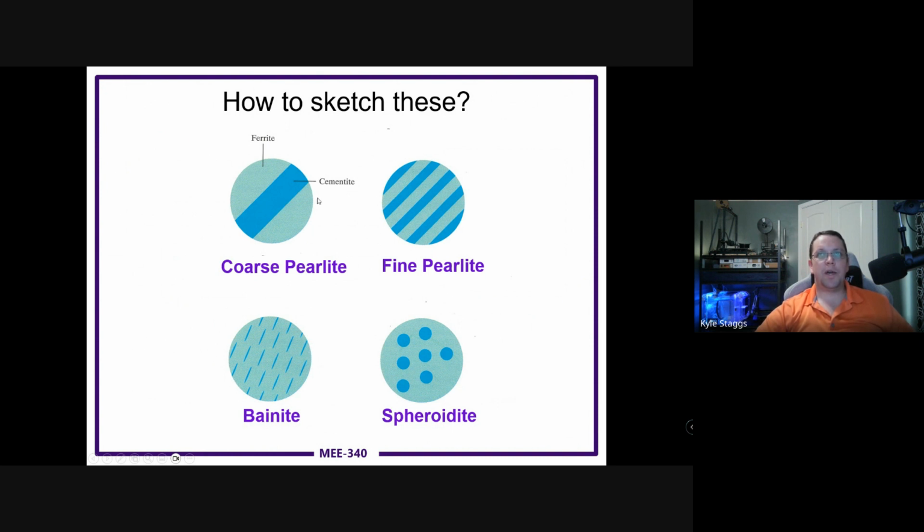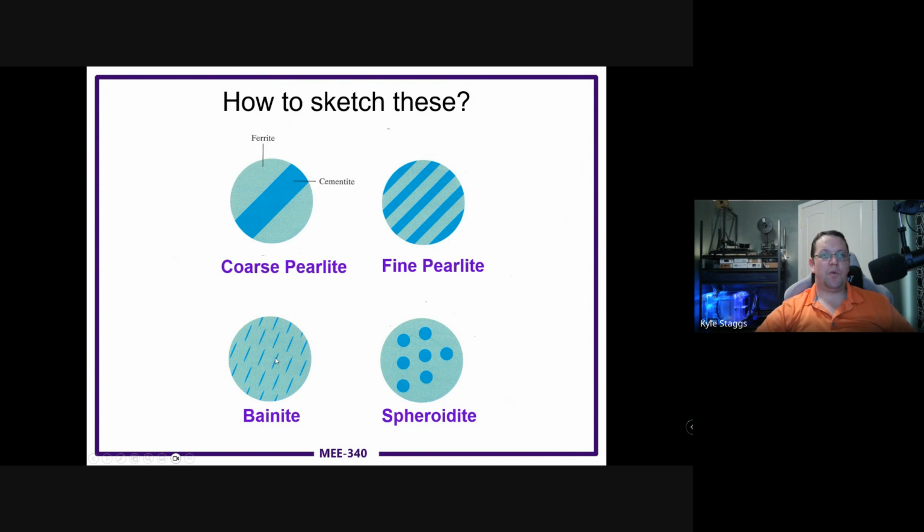If you spend more time at the higher temperature, typically you're going to get more fine perlite formation. So same composition, same molecules, different arrangement. If you cool it down to a much lower temperature, for the same composition, you get more of this bainite, which is a lot less zebra stripy. Maybe the spheroidite is more like chicken pox, small grains of the cementite.